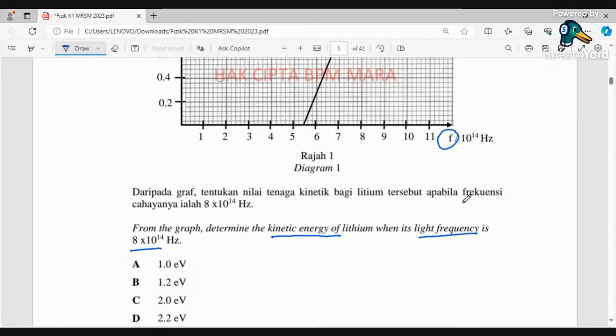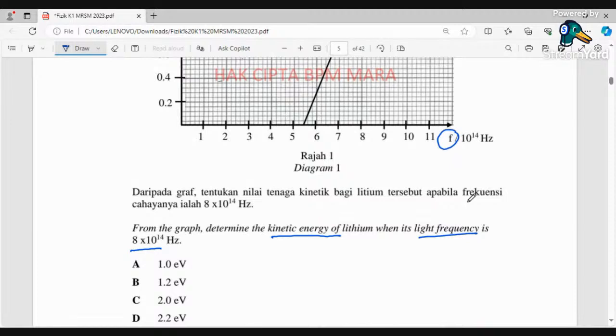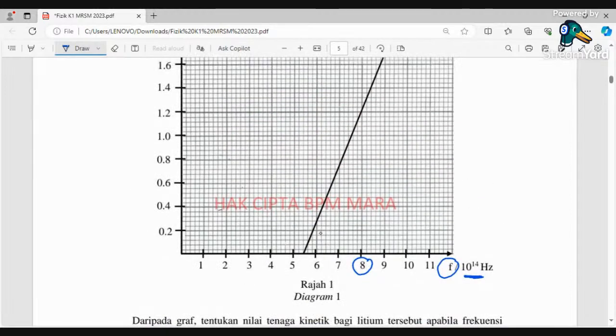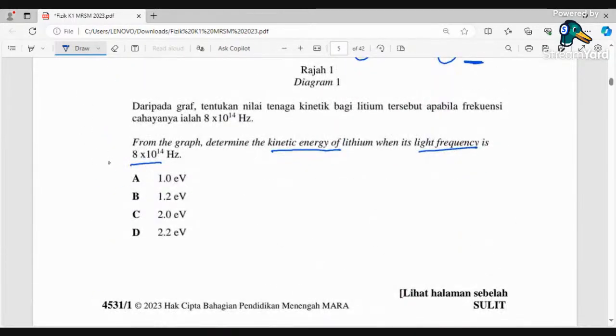So this one is in chapter 1 form 4 actually. So 8 times 10 power 14. Here is 10 power 14, 8 is here. So what you do, you just draw an interpolation line. Just use a ruler. Lukis sampai atas sini, and then here, this side. Yeah, we get the answer already here. It's kinetic energy, 1.2. The unit is eV. So the answer is B.